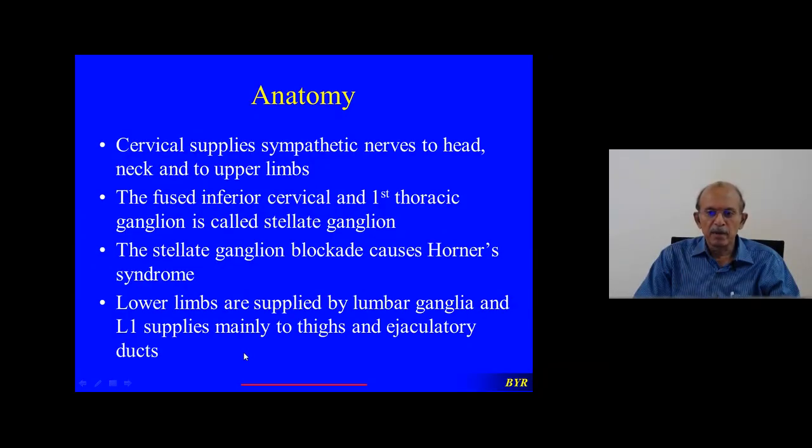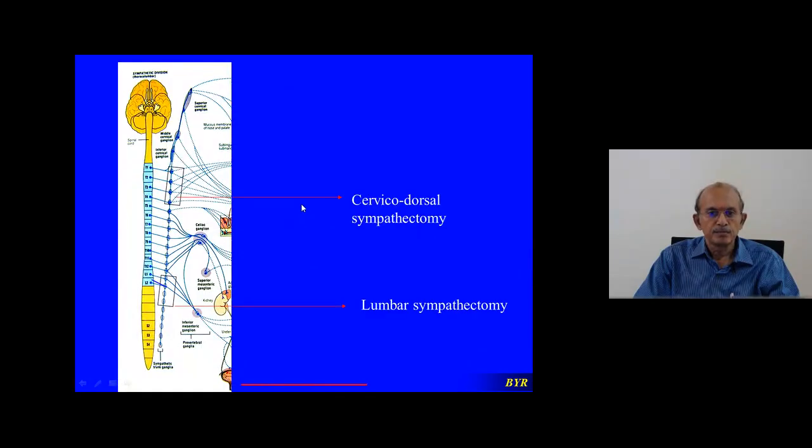The lower limbs are supplied by lumbar ganglia, and L1 supplies mainly the thighs and ejaculatory ducts. So in Buerger's disease at the pregangrene stage, you can do the lumbar sympathectomy. That means the lumbar ganglia are removed.